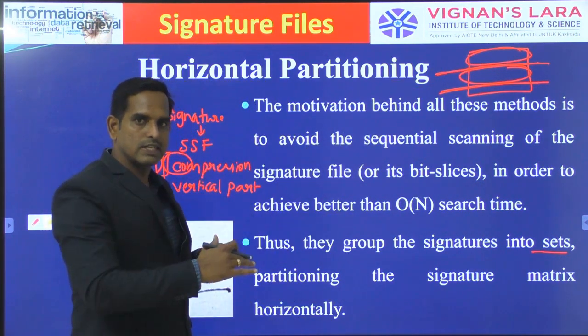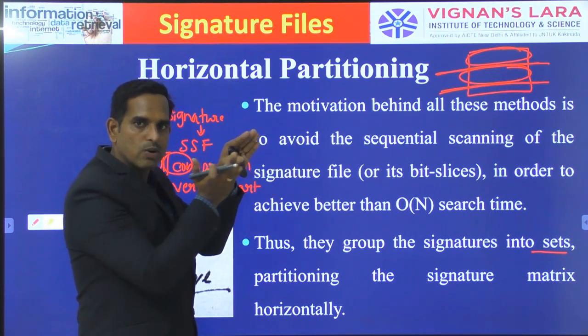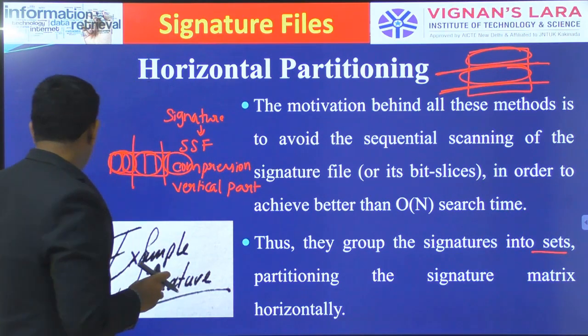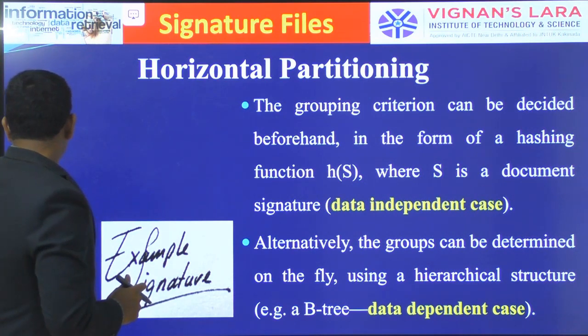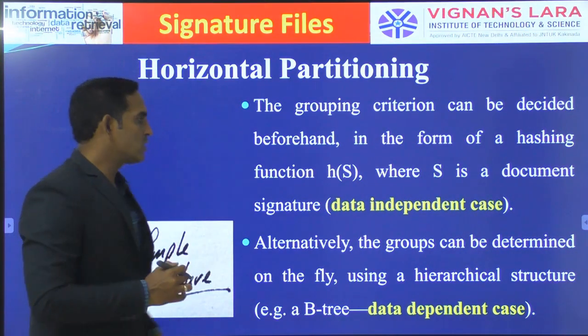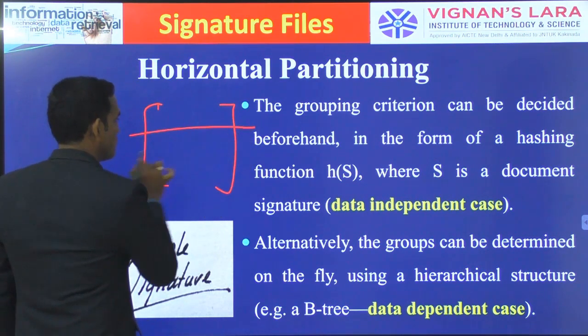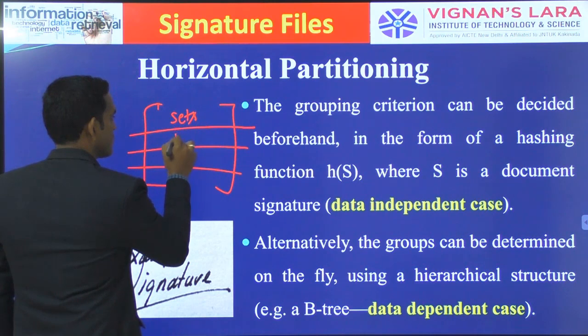Whatever signature file you are having, you are going to break it down horizontally and treat the pieces as separate sets. So how are we going to perform all of this? The grouping criteria is how you are going to break down the signature matrix you have into sets.